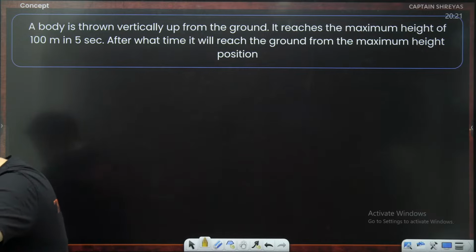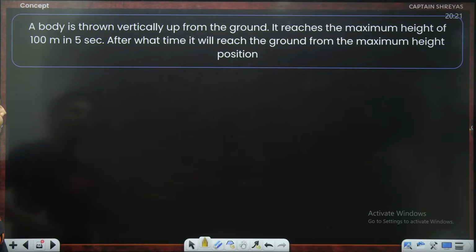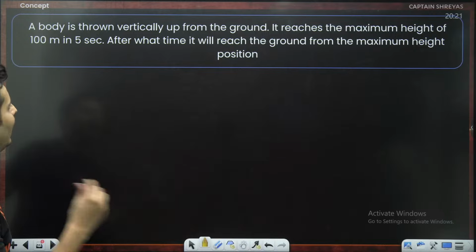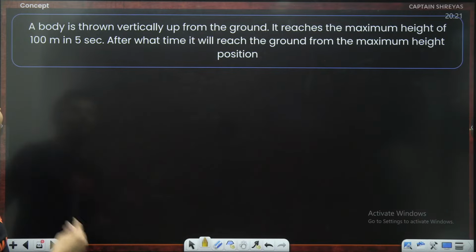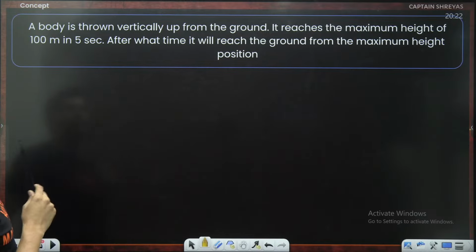What a lovely question. Moving on to the next question, guys, coming up on your screen. Let's keep having fun while solving the questions. A body is thrown up from the ground. It reaches the maximum height of 100 meters in 5 seconds. After what time will it reach the ground from the maximum position?